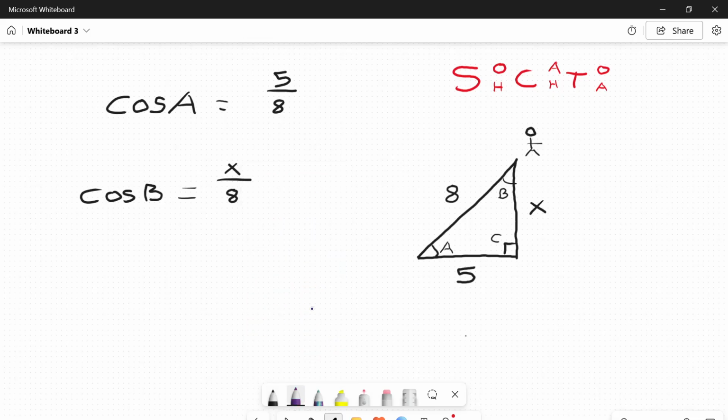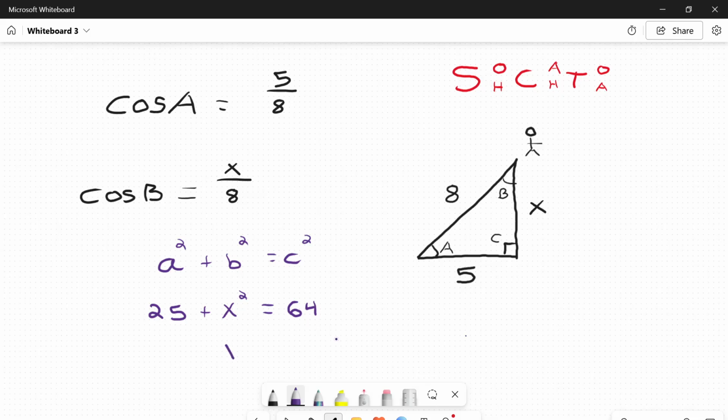Let's do it in purple. So the Pythagorean theorem is a squared plus b squared equals c squared. My a is going to be the 5, so 5 squared is 25. My b, that's the other leg of the triangle, we don't know what it is, it's just going to be x squared, equals c squared, that's our hypotenuse, so c squared is 64. 8 squared is 64. I want to get x by itself, so I'll subtract 25 over to the other side.